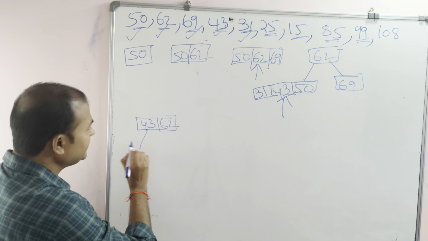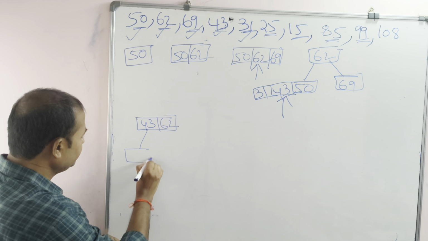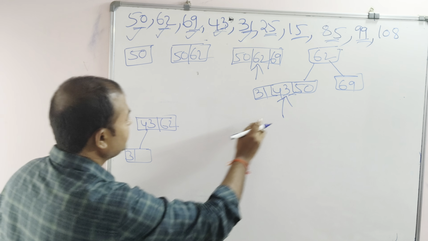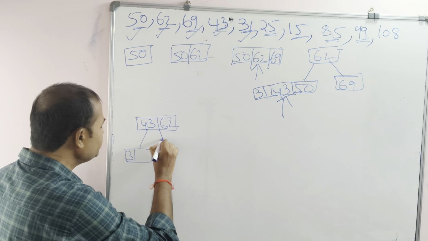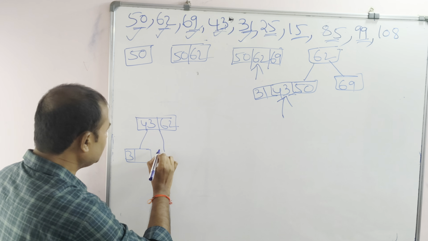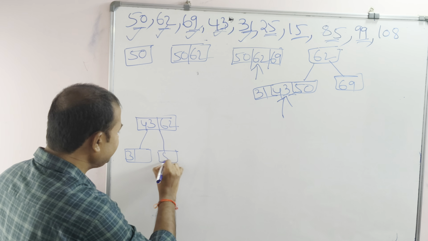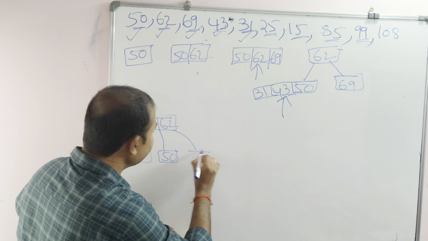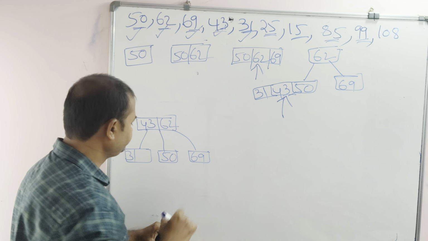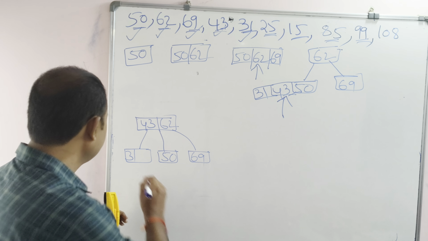So 43's child is 31. Next, here we have 50. 50 is in between 43 and 62. Next we have 69. 69 is greater than 62. So this is 31.